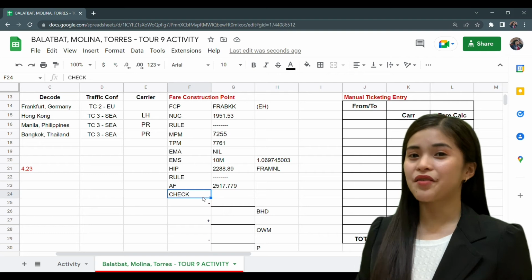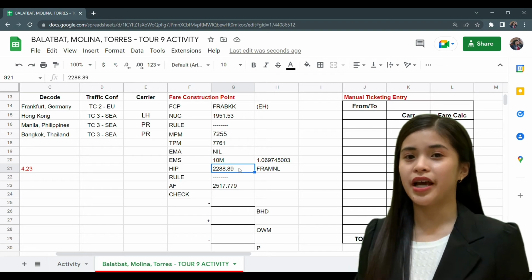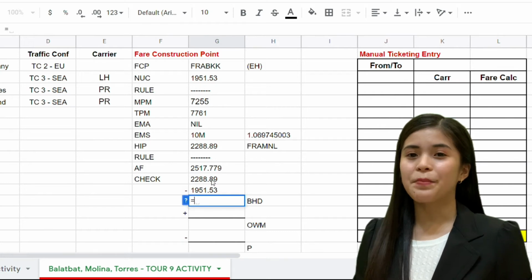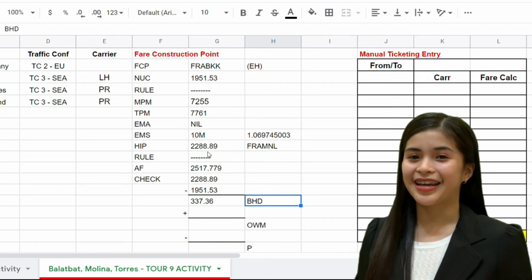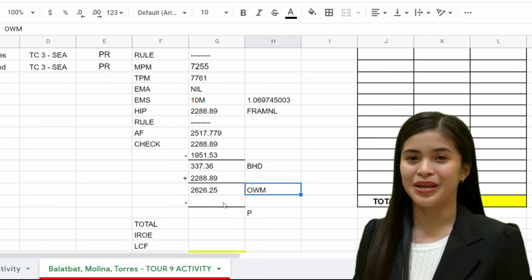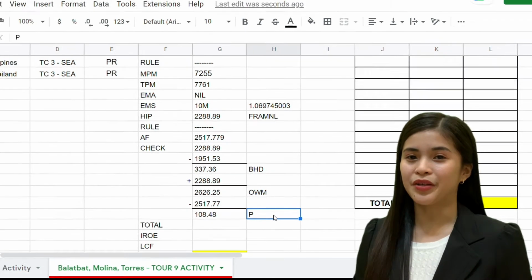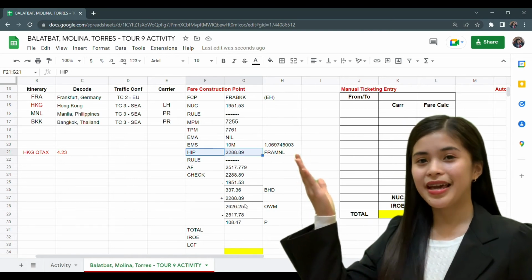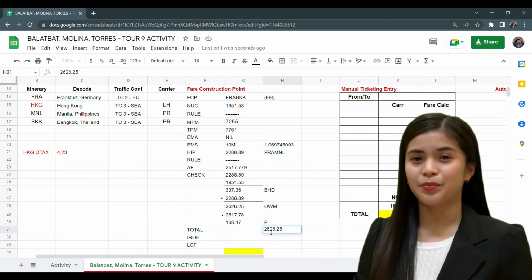Afterwards, we will check if there is HIP. If none, put NIL. But in this case, we will be computing for the check beginning with high NUC minus low NUC, giving you a BHD or backhaul difference of 337.36. Then add again the high NUC, giving you 2,626.25 one-way minimum. Then minus the actual fare, giving you a price difference of 108.48. For the total, we will choose which value is higher between the NUC, HIP, one-way minimum, and actual fare. And that would be 2,626.25.